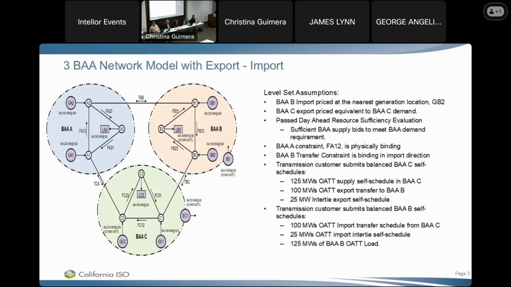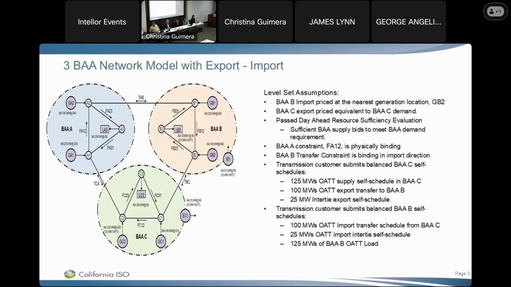I do also have BAB's transfer constraint binding in the import direction. So at some point, when we hit that binding constraint, generation within BAB, which is less or more expensive than generation outside, is going to have to be dispatched to meet that internal load because I can't get any more transfers in. There's transmission customers who have submitted balanced self-schedules.